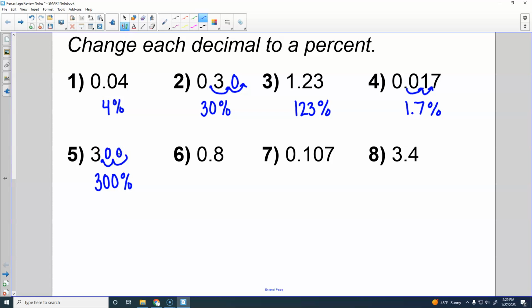Very good. Okay. Let's see, Anna Grace, what about number 6? 80%. Caitlin, 7. 10.7. Very good. And Blakeland, what about the last one? 340%. Very good. Okay.